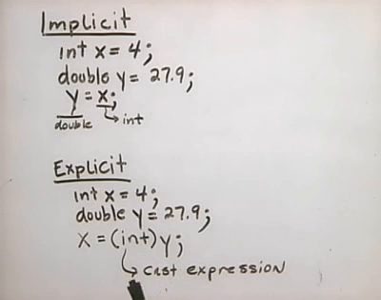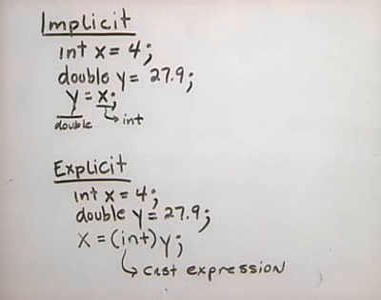And I do that by using what's called a casting expression. So what I've done is I've taken the value of y and cast it to an integer using that casting expression. Casting expressions are easy to implement. It really just includes putting the data type inside parentheses before the variable that you want to explicitly cast.